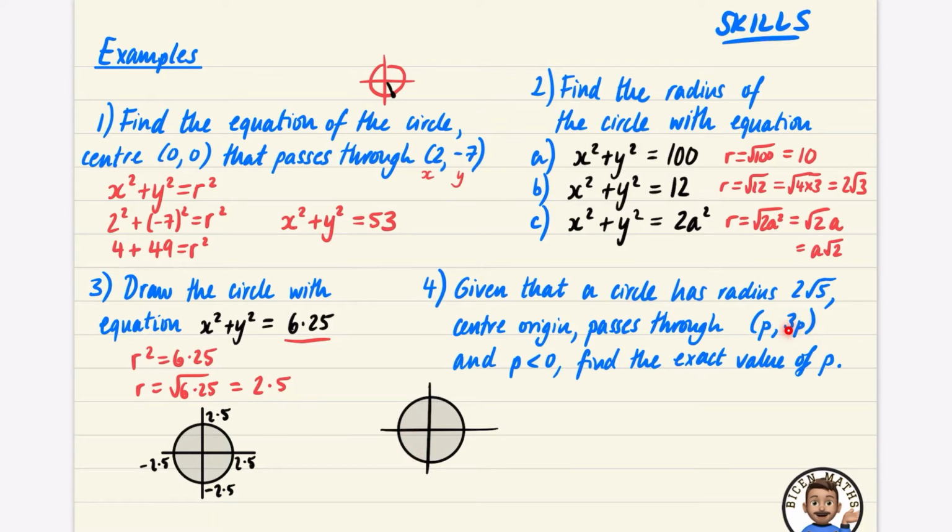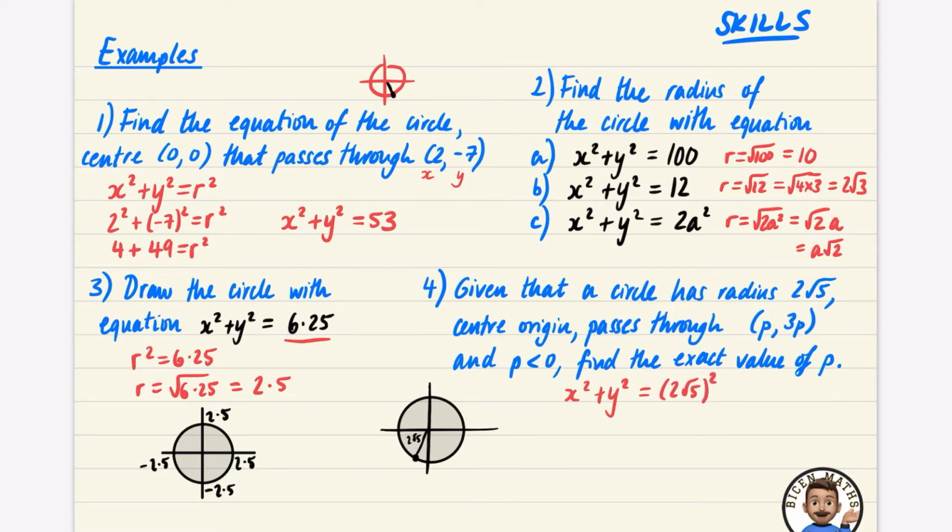Also, the y-coordinate is 3 times the x-coordinate, so it's probably referring to a point that is somewhere down here, where it's coming p across and 3p down. And we know that the radius of this circle is 2 root 5, so that line that we've got there is 2 root 5. You don't actually need to worry about much of that at all, because you can just use the standard formula that x squared plus y squared equals the radius squared. Now the radius squared, this is the radius, 2 root 5.